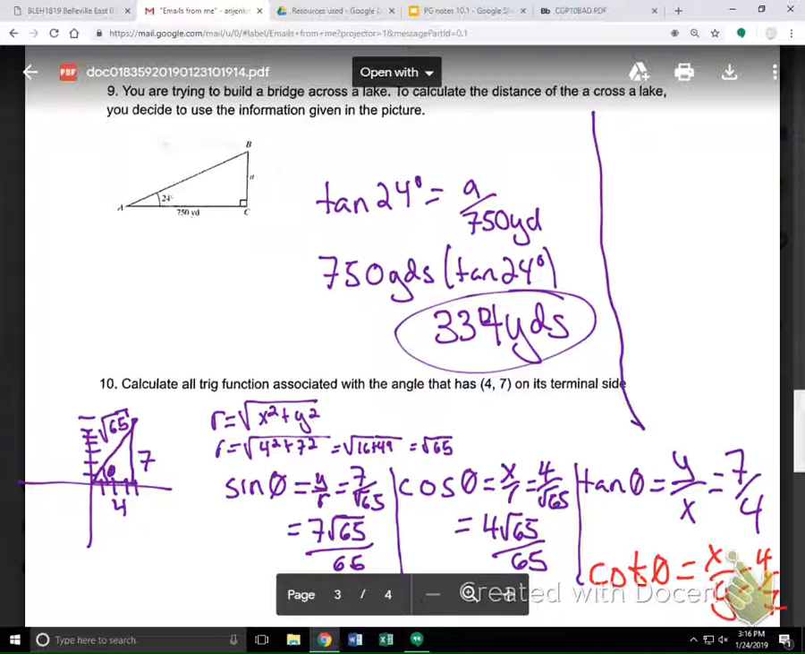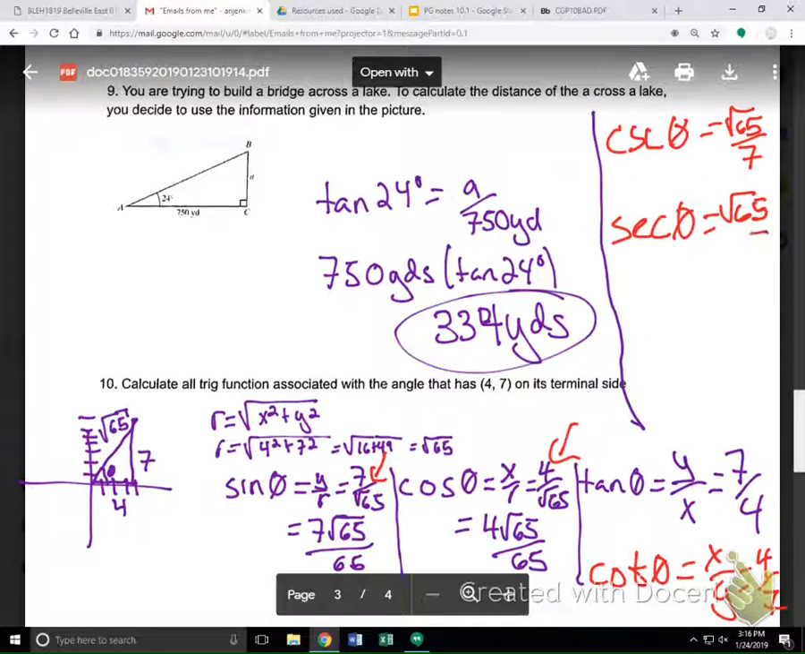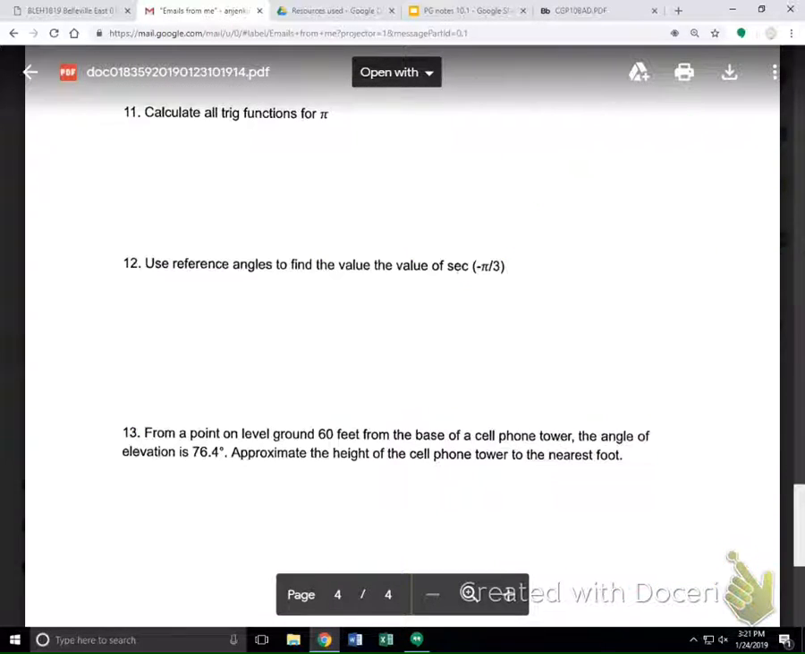Up here we have sine. Nope. We have cosecant of theta, which is the reciprocal. I'm going to go back to this portion right here and reciprocal that, which is the square root of 65 over 7. We have secant of theta. Going to go back to this one. I get the square root of 65 over 4.